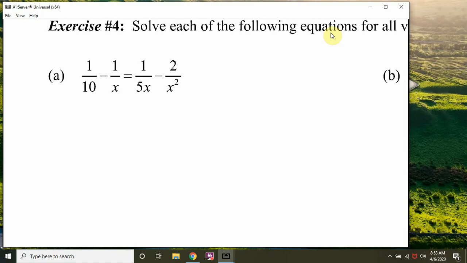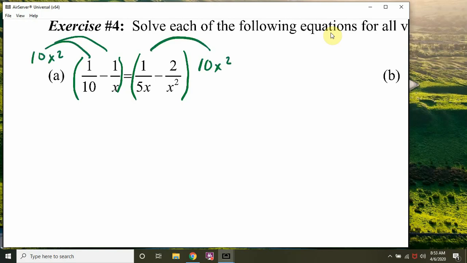So I'm certainly going to have an x squared as part of that. And it looks like the smallest number 5 and 10 go into is 10. So let's see what happens if we multiply both sides by 10x squared. Okay, so again, I'm going to do it in terms of division. 10x squared divided by 10 is x squared. 10x squared divided by x is 10x times the 1 on top, so just negative 10x. 10x squared divided by 5x is 2x times the 1 on top is 2x.